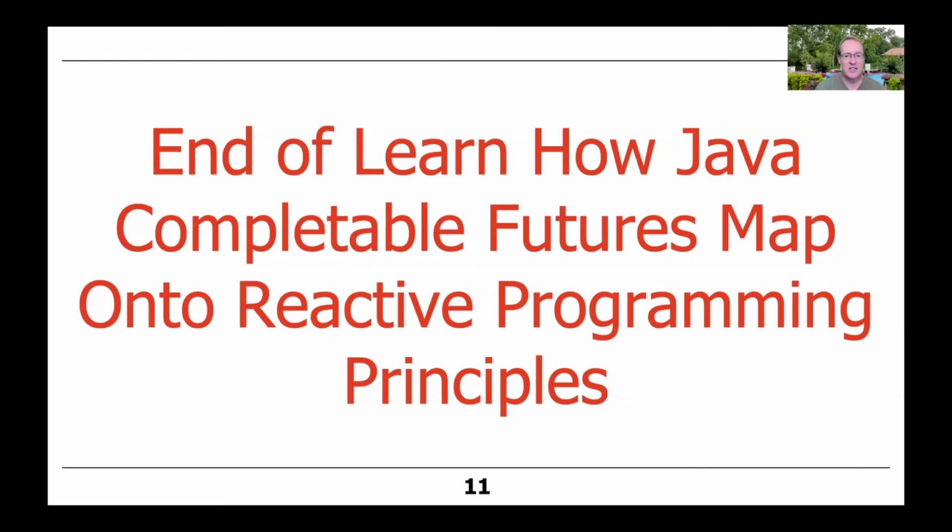So that's the end of the overview of how Java Completable Futures map onto the reactive programming principles. We will talk in more detail later about the richness of different support for reactive programming in Java. And that'll give you a more holistic view of how all the other stuff we've been talking about fits and compares and contrasts with Completable Futures.